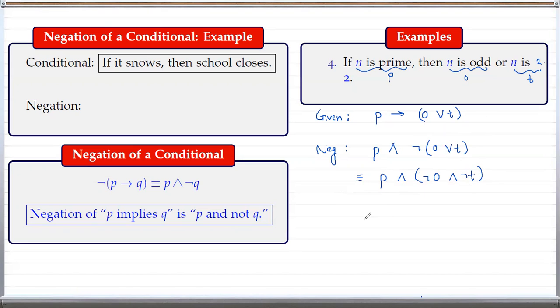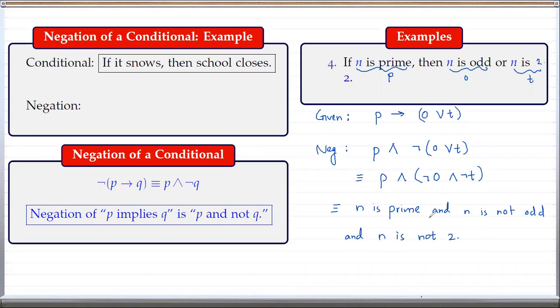And in the given format, I can write this as, so I basically have 3 statements combined by and. So this will become n is prime and n is not odd, because we have not O, and n is not 2, because we have not T over here, not 2.